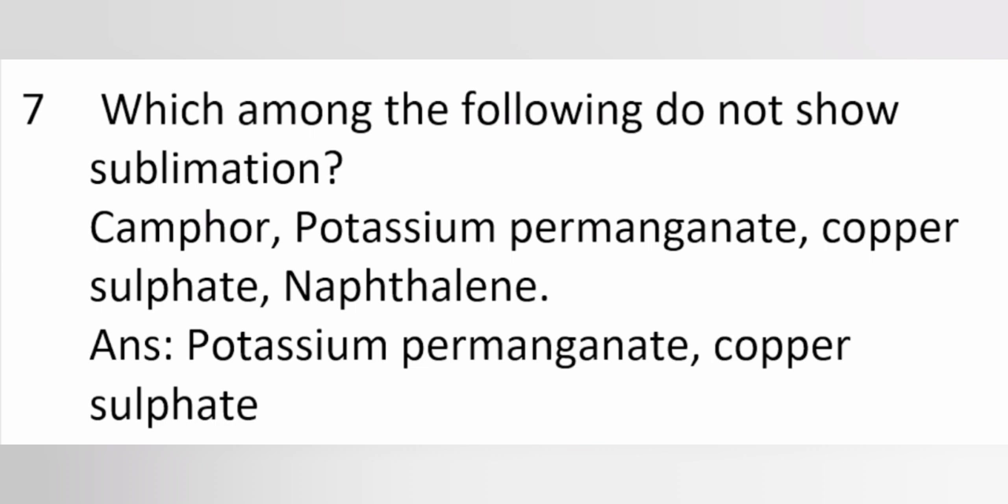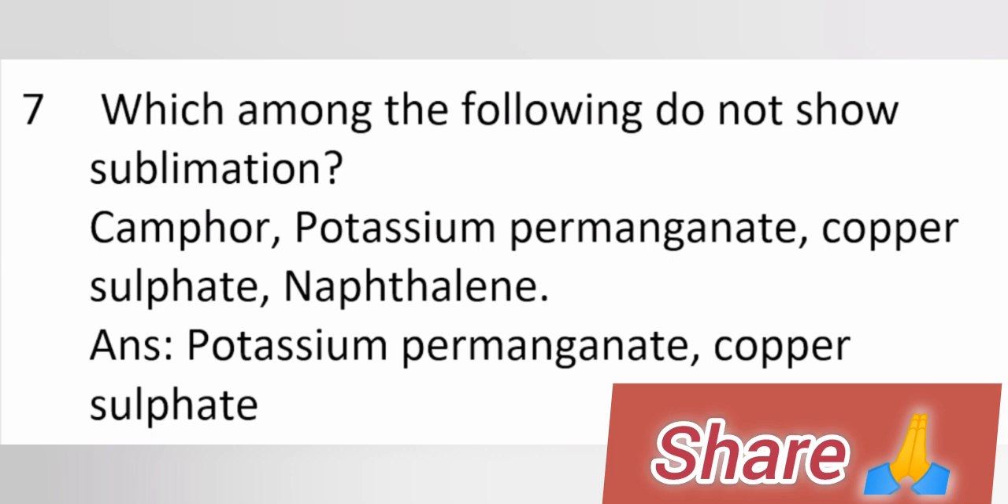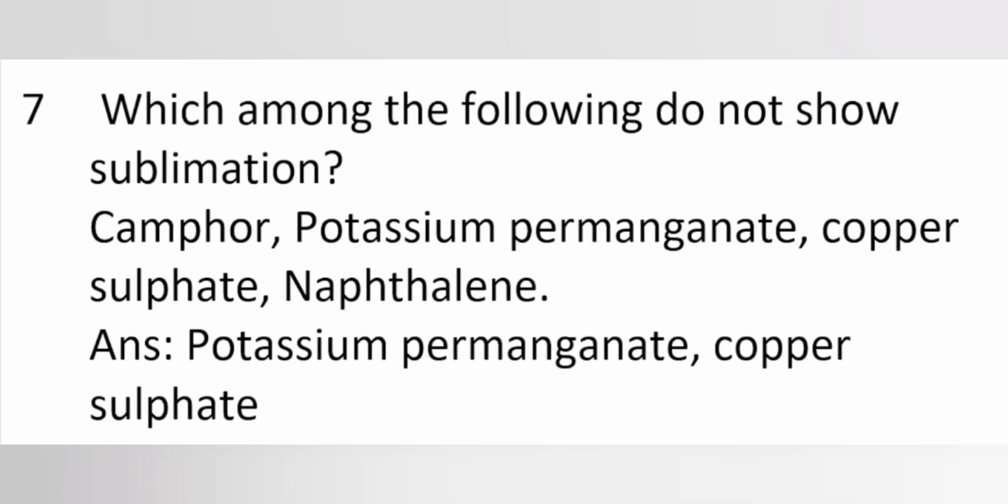You know what is sublimation? Conversion of solid directly to gas without coming to the liquid state is sublimation. The given substances are camphor, potassium permanganate, copper sulfate, and naphthalene. Camphor and naphthalene are sublimable substances, whereas potassium permanganate and copper sulfate crystals do not show sublimation.